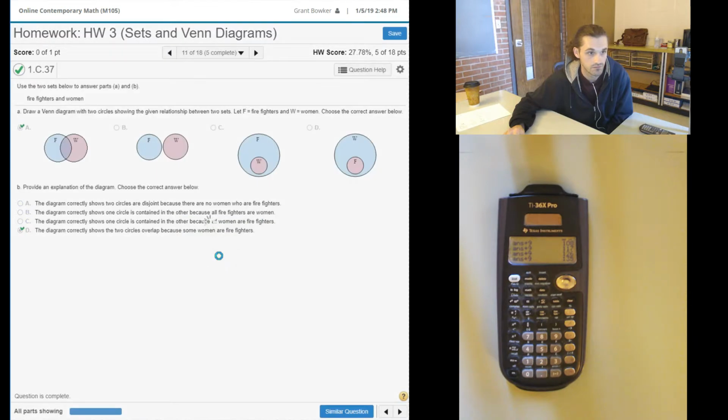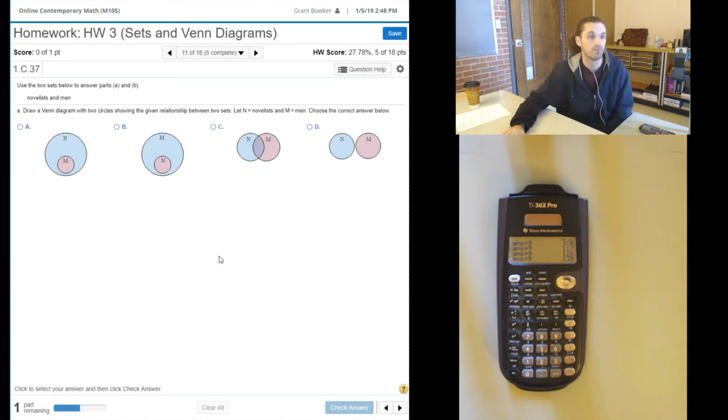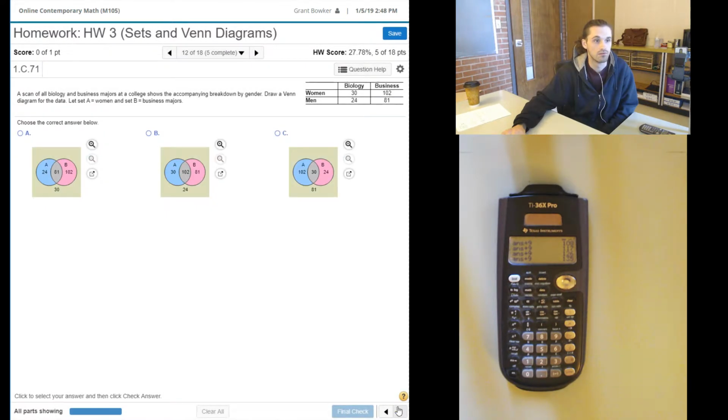All right. Similar idea here, except instead of firefighters and women, we're looking at novelists and men. I'll let you take a stab at this one. All right, these are fun.